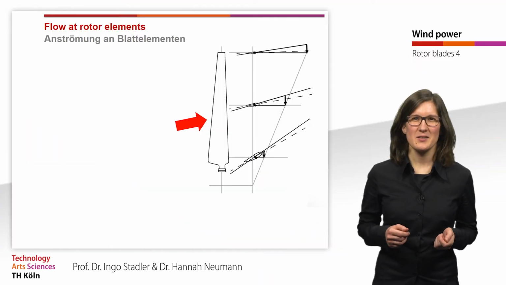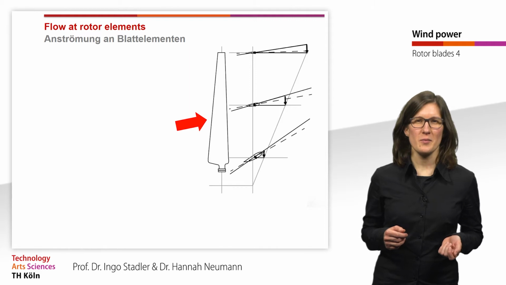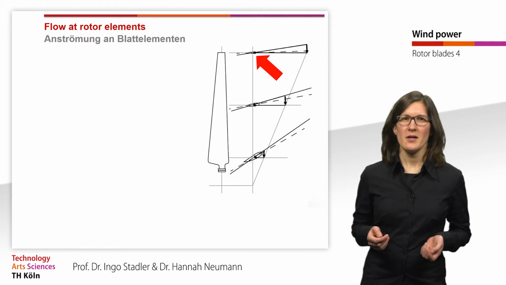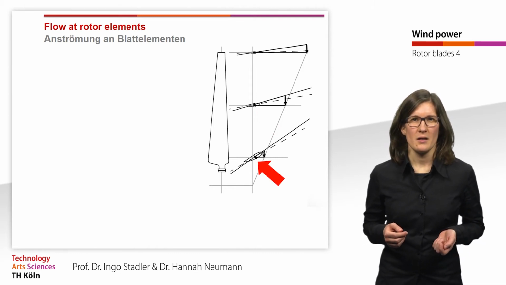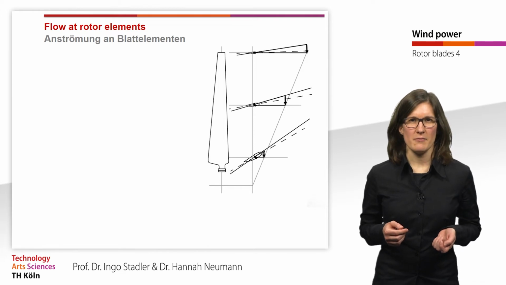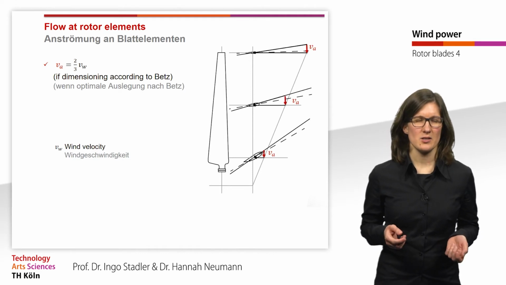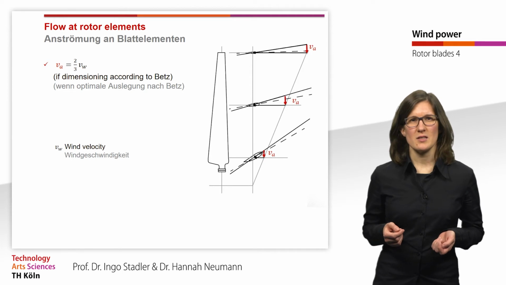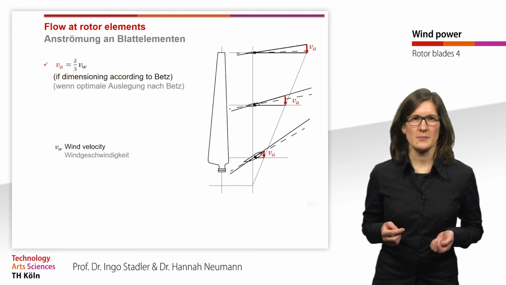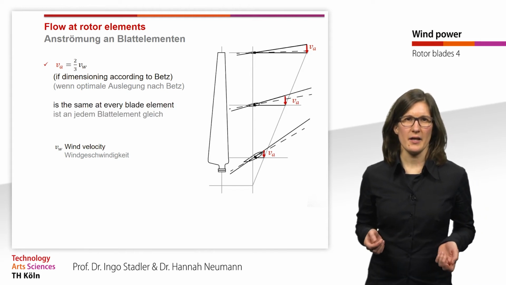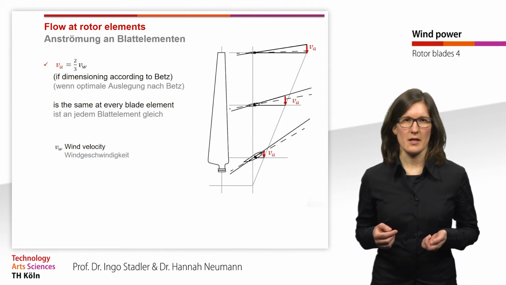On this slide you can see one rotor blade. At three different positions a cross-section of the rotor blade is shown. First at the rotor tip, then in the middle of the rotor, and also close to the center of the rotor. I will now present the relevant velocity vectors for these three positions. The red arrow shows the axial velocity VA. This velocity is 2/3 of the wind velocity when we are dimensioning according to Betz. And the velocity VA is the same at every blade element. And you can see this when looking at the lengths of these arrows.